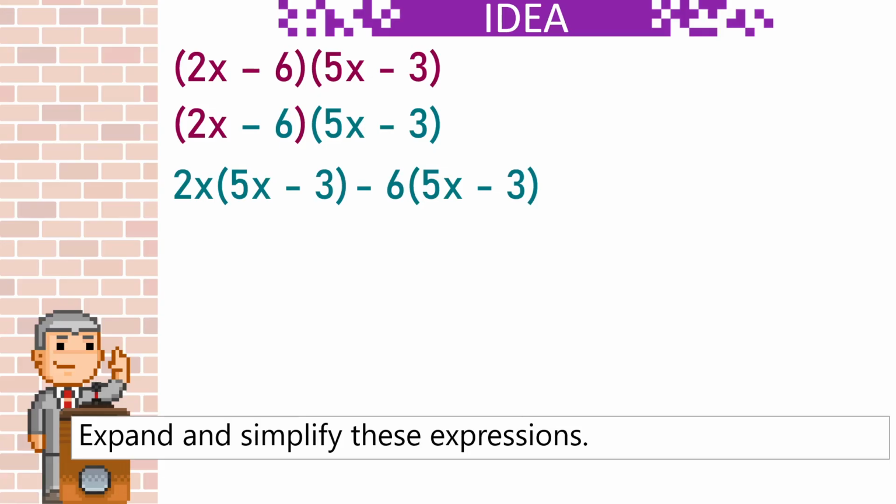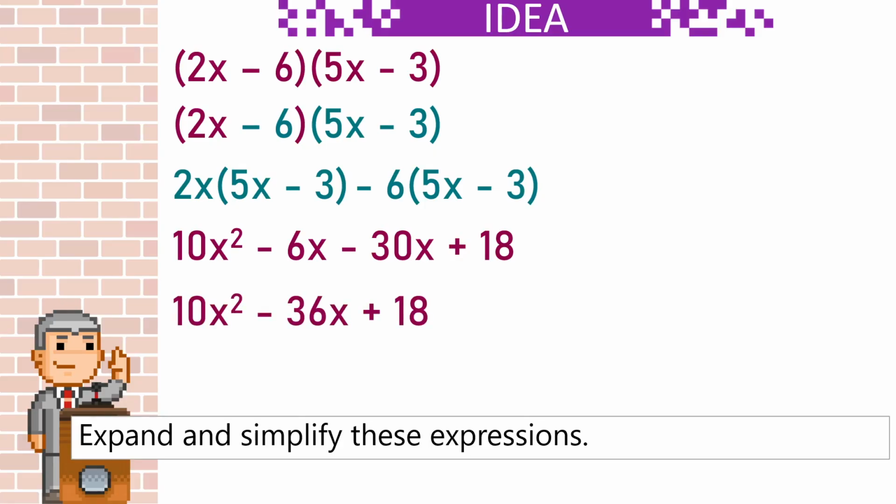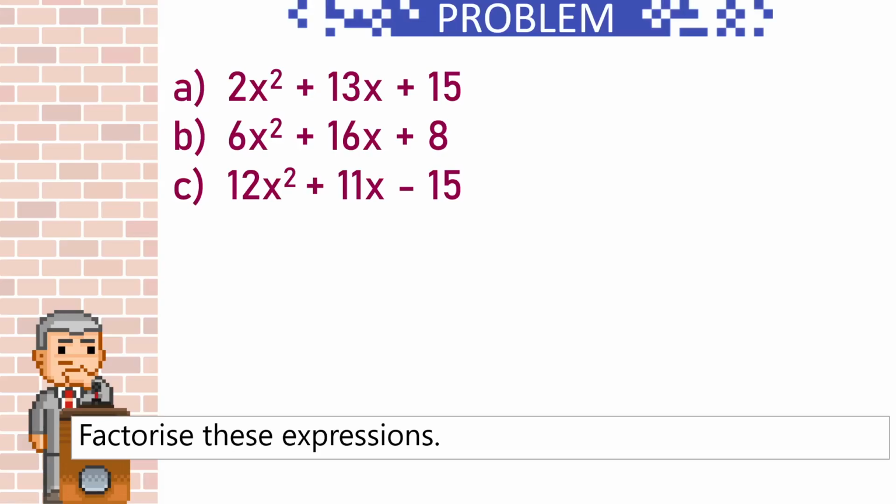So we're going to do 2x times the 5x, 2x times the minus 3, then the minus 6 times the 5x, and the minus 6 times the minus 3. There's two terms in the middle, the x terms can collect, and there we go, that's our answer. Let's have a look at these questions.